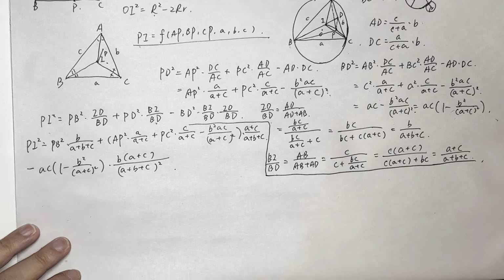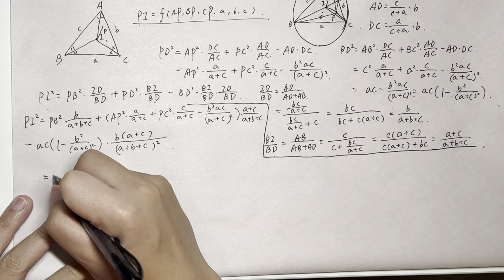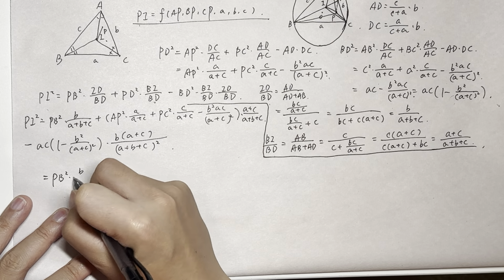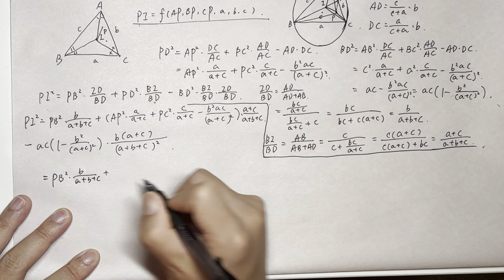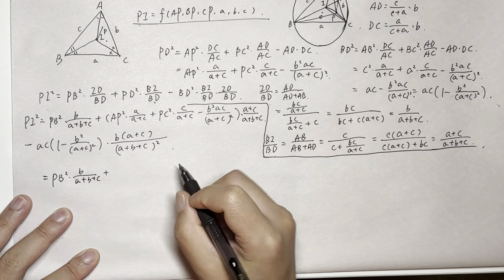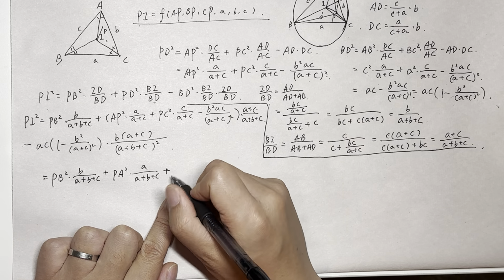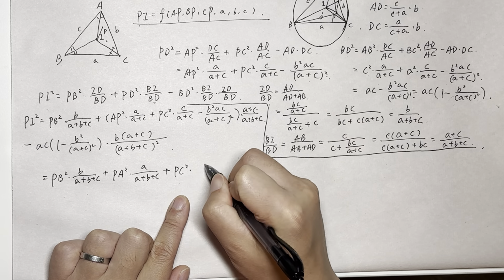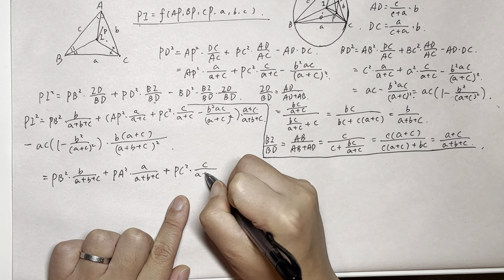So this one equals PB square B to A plus B plus C, plus, see here, A plus C cancels A plus C, right? We have A left here, and that's A to A plus B plus C. So PA square times A to A plus B plus C. For this term, A plus C cancels A plus C, we have C to A plus B plus C. So we have PC square times C to A plus B plus C, right?